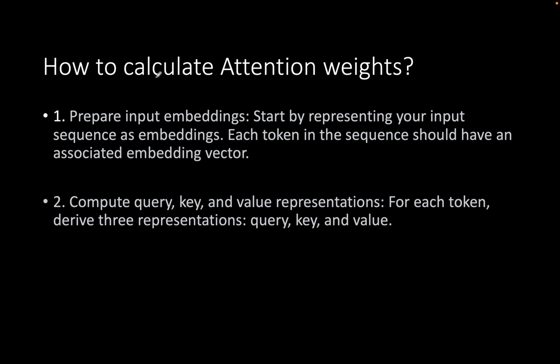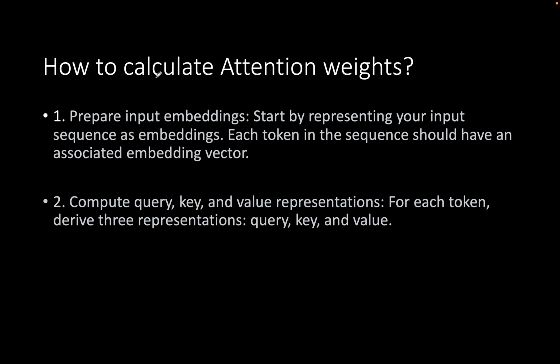So how do we calculate the attention weight? We have talked about the theory, but how can we calculate the attention weight? The first step is to prepare the input embedding. Like I said, BERT gives 768-dimensional input embeddings. So first, we have to prepare the input embedding based on certain dimensions.